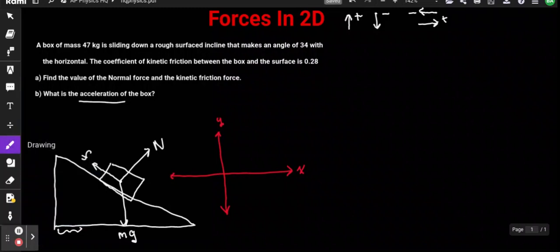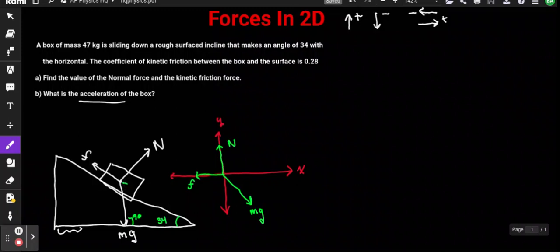I'm moving my coordinate plane in such a way that my normal force is directly lined up with the y, my friction force is directly lined up with the x, and my mg is at an angle. In order to find this angle, we know that our surface has an incline of 34 degrees above the horizontal, and our mg is 90 degrees because it's perpendicular to the surface of the earth.